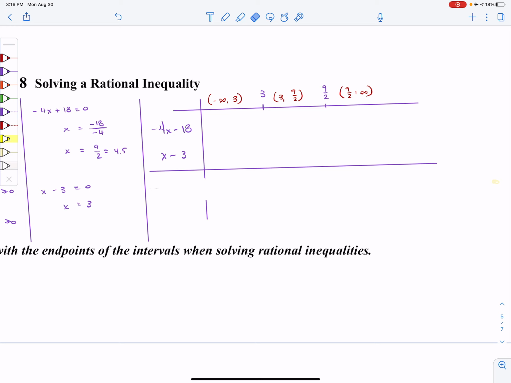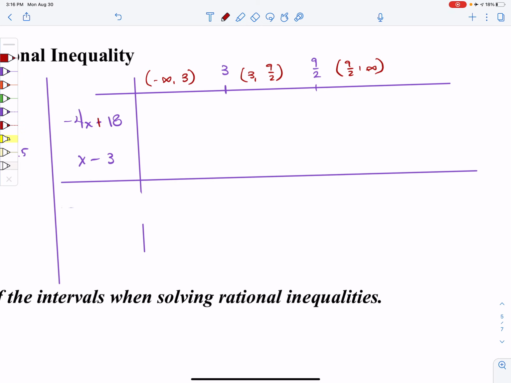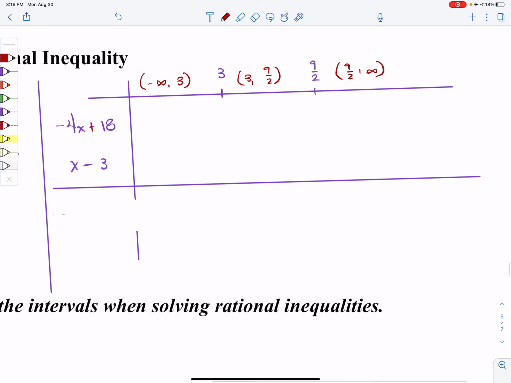Now, I noticed that I've written something incorrectly, and this could really cause a problem here. This is actually negative 4x plus 18. So let's make sure you correct that on the notes there. So negative 4x plus 18. And then let's go fill in our pos-neg chart just like we did in the last video. So for this first interval, let's choose 0. Negative 4 times 0 plus 18 is going to give me a positive. And 0 minus 3 is going to give me a negative.